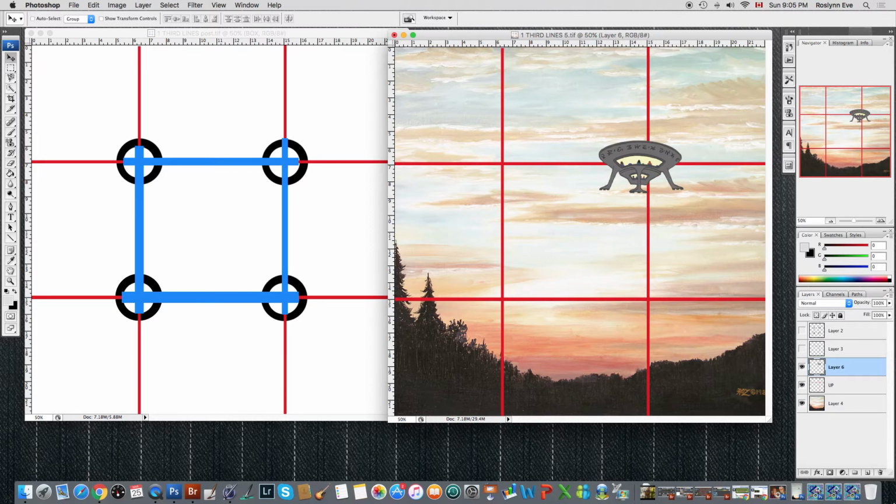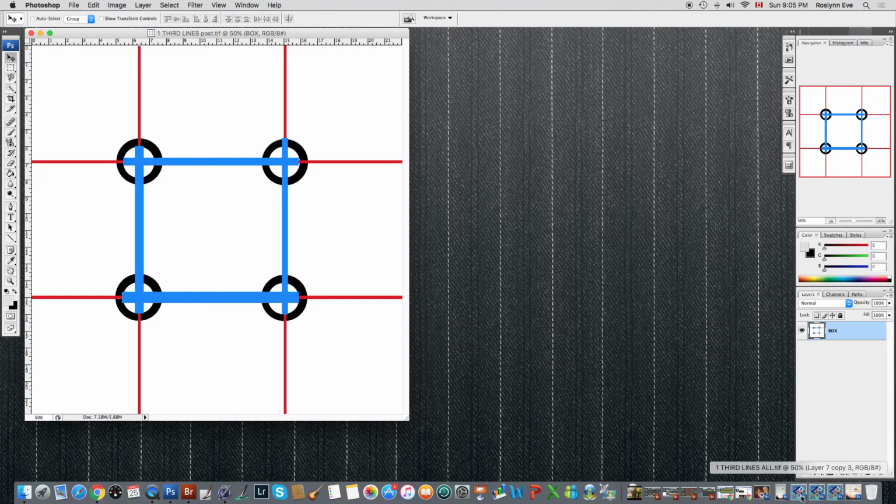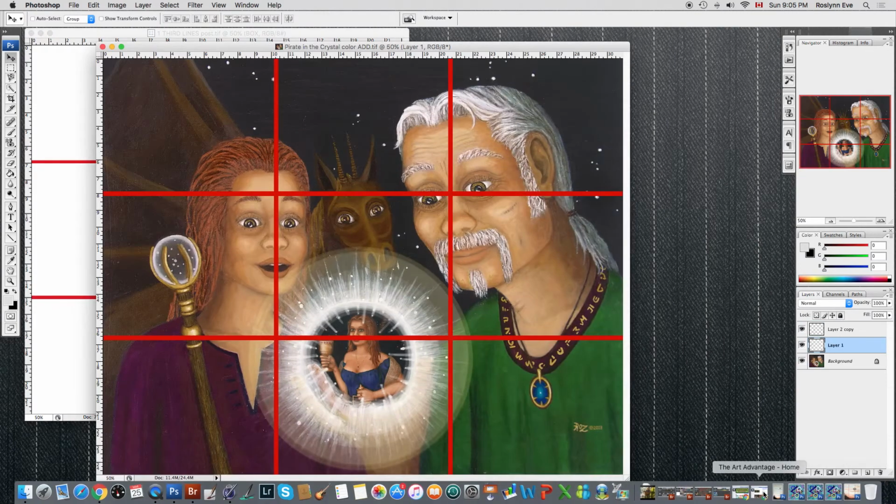Now, you're going to say, yeah, but Roz, does this apply to abstract art? No, that can't be right. It can't apply to abstracts, does it? Well, let's have a look. But first, we'll just show you one more time. This is the placement. There's the third lines. And now you'll say, well, this is white, and I get why that's stronger.